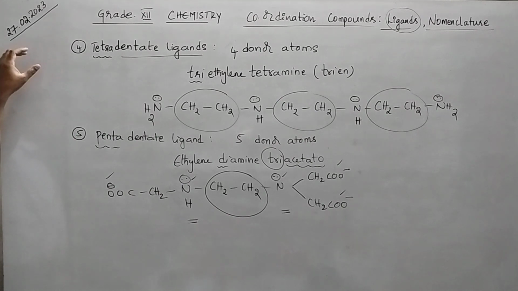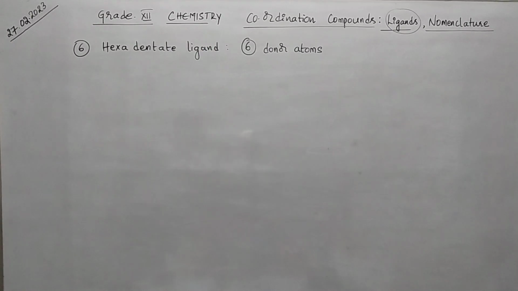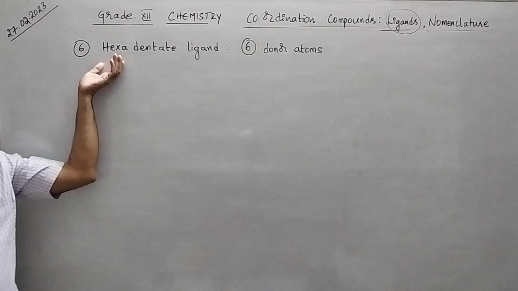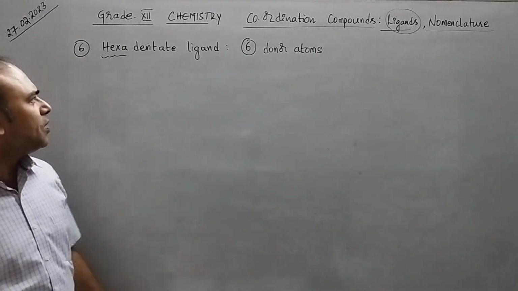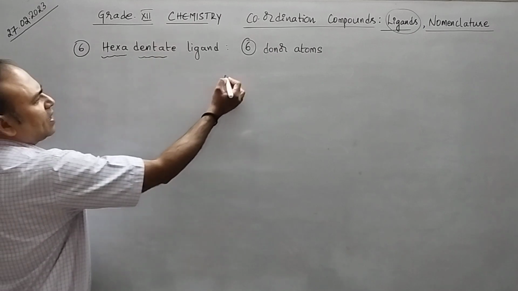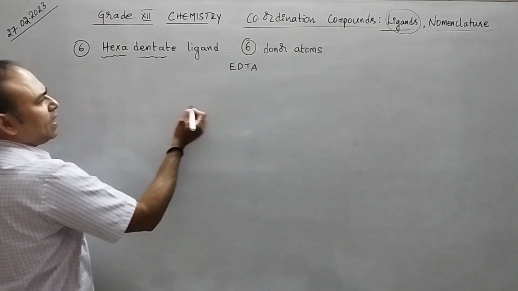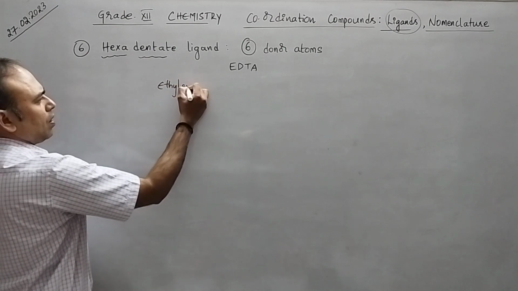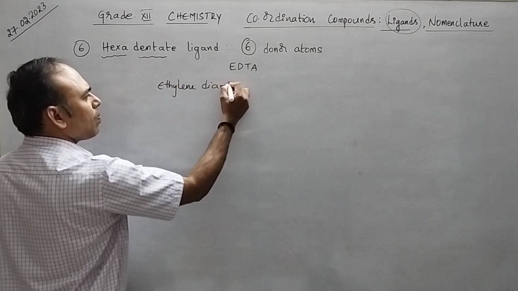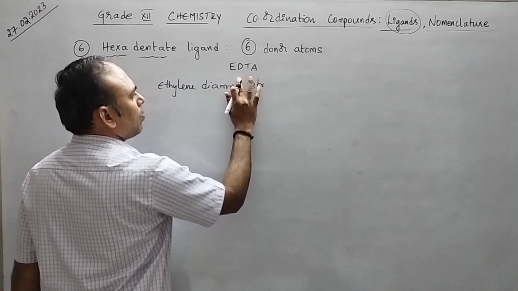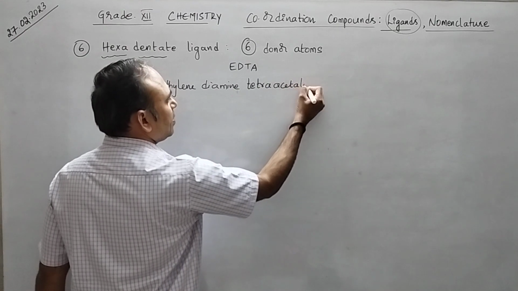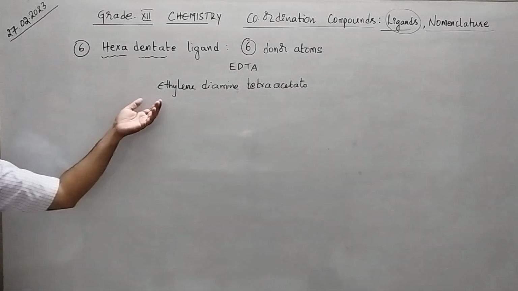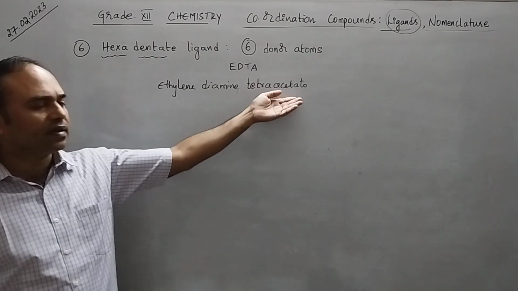Now the last one, let us see hexadentate ligand. Now the last type of ligand, that is hexadentate ligand. Hexa represents 6 donor atoms to form 6 coordinate bonds. So here, what is the example for hexadentate ligand? We write it as EDTA, ethylene diamine tetraacetate. So EDTA is nothing but ethylene diamine tetraacetate. Sometimes they call it tetraacetate also.